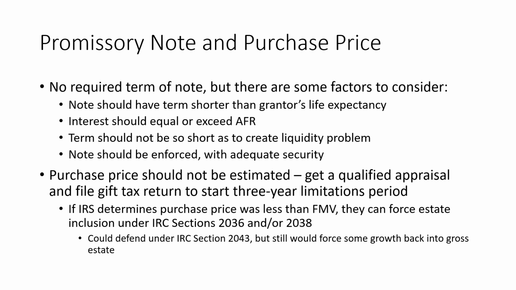The terms should not be so short on the note so as to create a liquidity problem. So if you have enough income to pay it back over 10 years, you don't want a 2-year or a 5-year note. Then finally, you want this note to be enforceable. You want it to have terms that make it seem like this was an arm's length lending transaction like you'd get from a normal commercial lender. So you'd want adequate security in there as well, so that if the grantor isn't paid back, you could go back and maybe seize the asset from the trust or claim some other collateral as enforcement for the unpaid payments under that note.